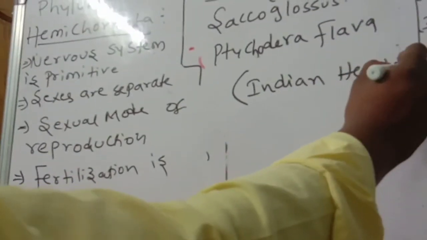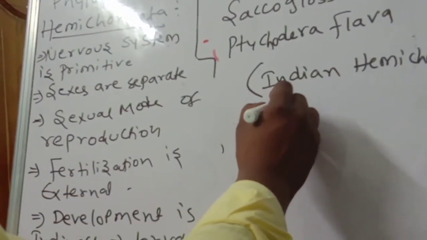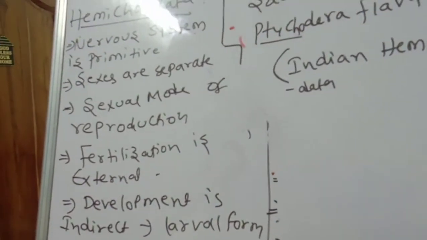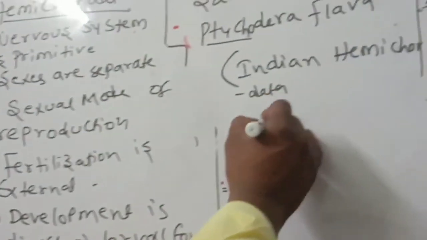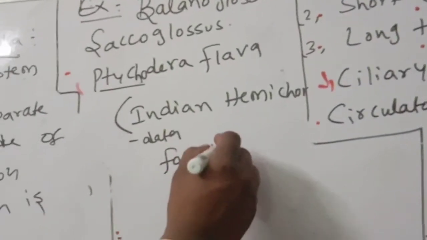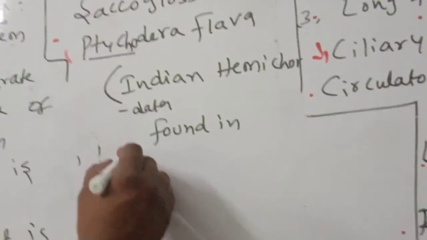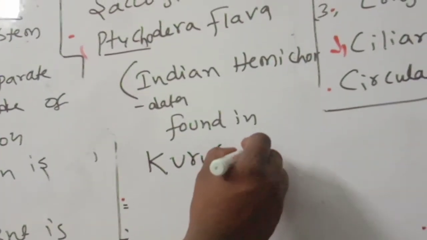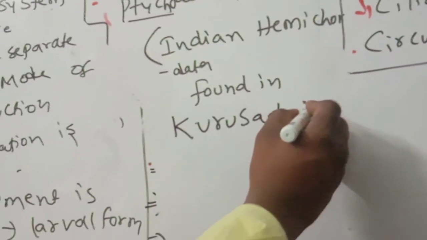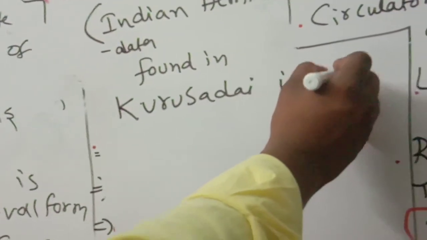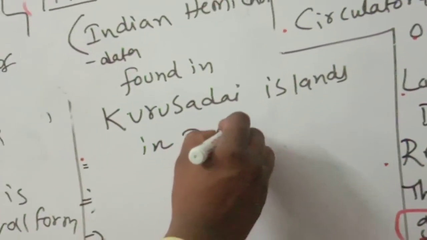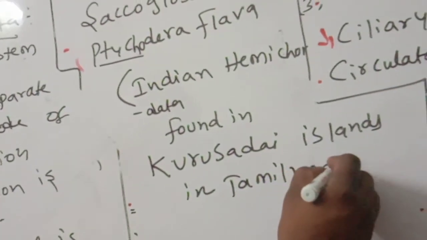Indian hemichordata, Trichodera flava. Where is it found? Very, very important: it is found in the Kurusadai Islands in Tamil Nadu. Remember children, these are the last points we are discussing.